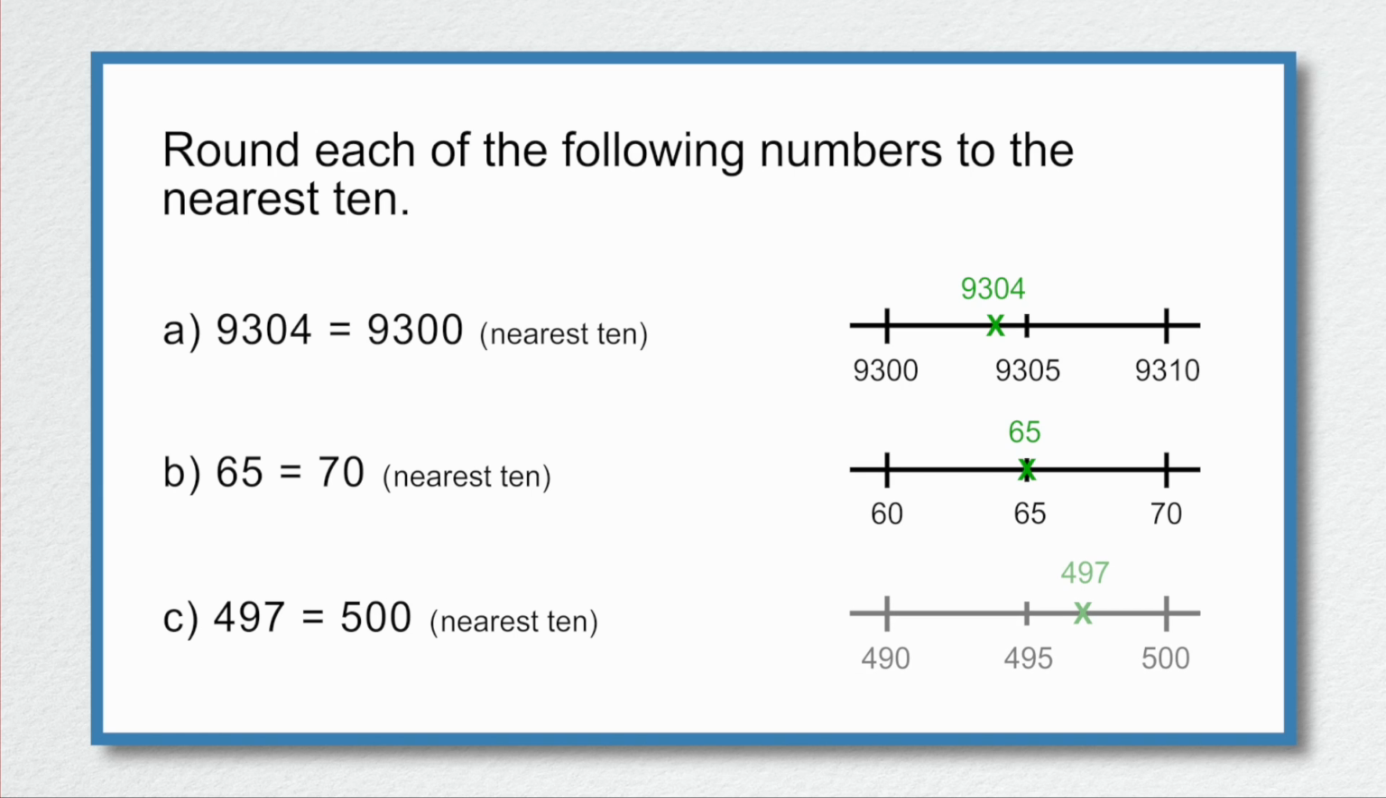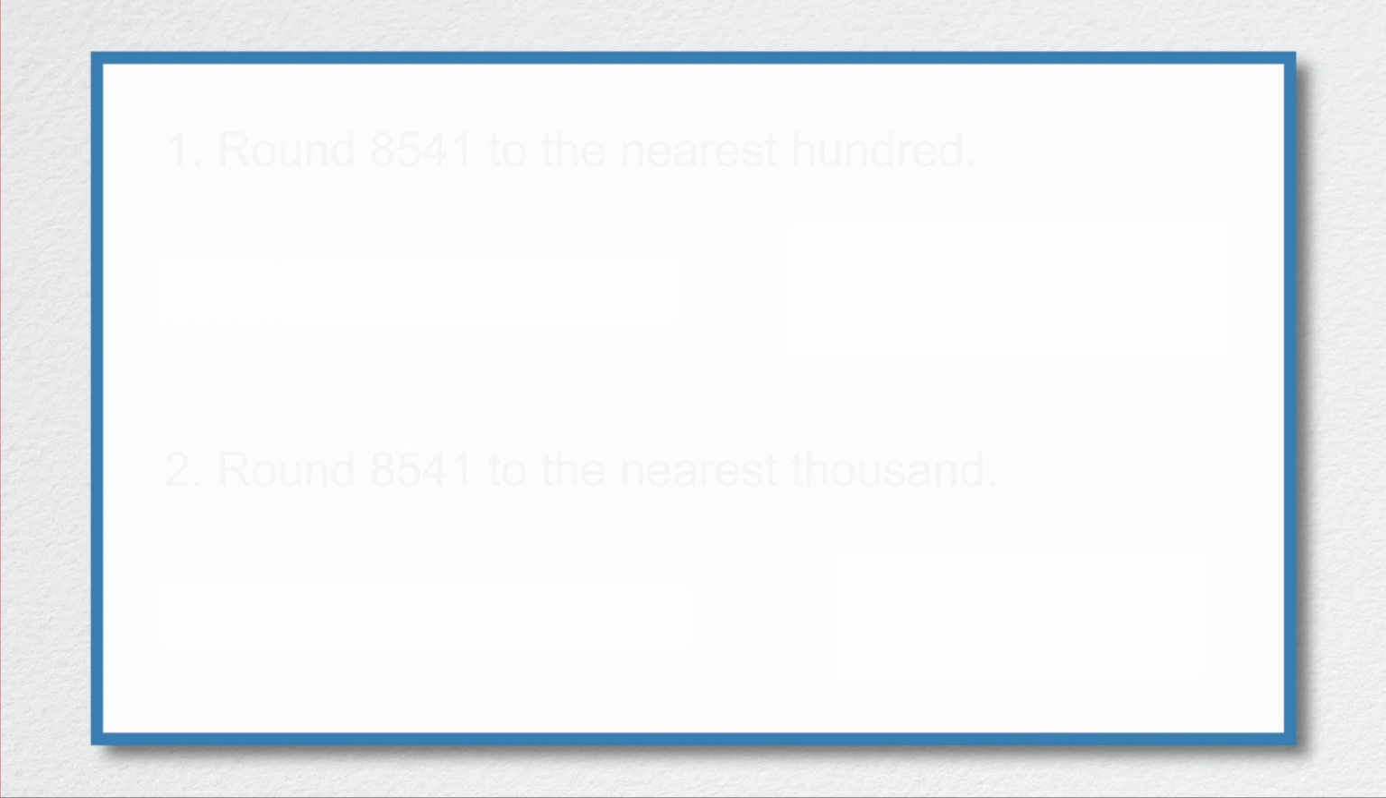And here it is on a number line. So the question is asking, do we round 497 down to 490, or do we round it up to 500? The midway point is 495. And of course, 497 is going to be somewhere along here, and we can see that it is closer to 500. Let's do 2 more questions.